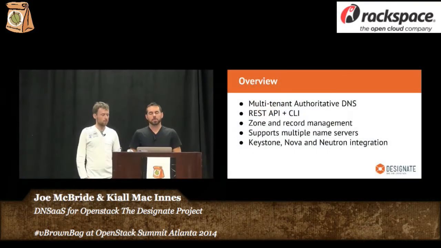So a quick overview of Designate. Designate is a multi-tenant authoritative DNS. It has a REST API as well as a command line interface that makes it simple and easy to interact with. Basic functionality that it includes is zone and record management. It also allows you to plug in multiple name servers. So if you have a preference for a particular brand or particular version or whatever, that option is available. Additionally, it has some solid integration with some of the critical OpenStack components, such as Keystone, Nova, and Neutron.